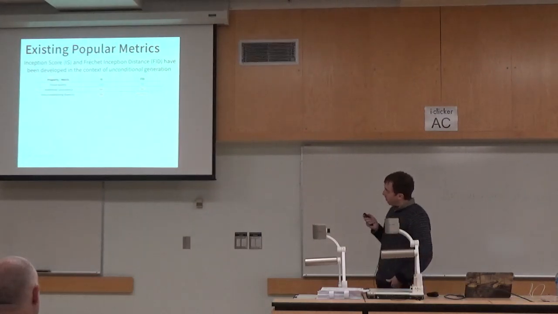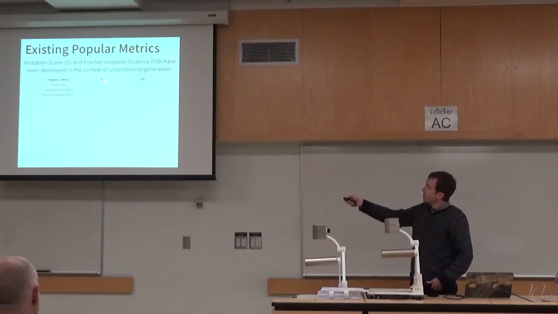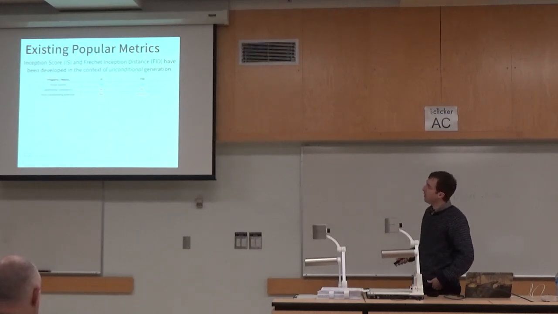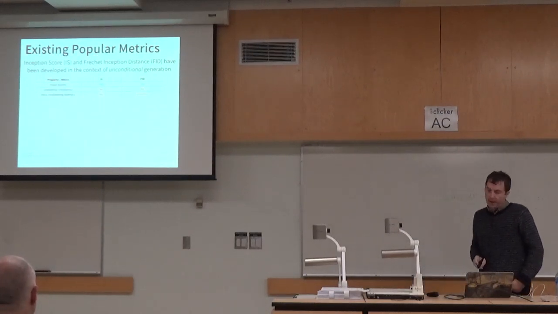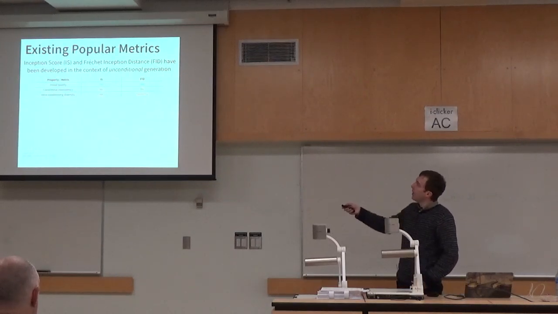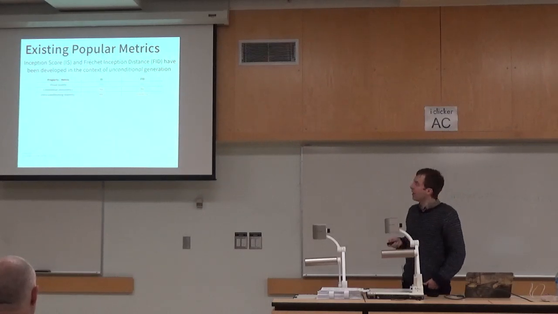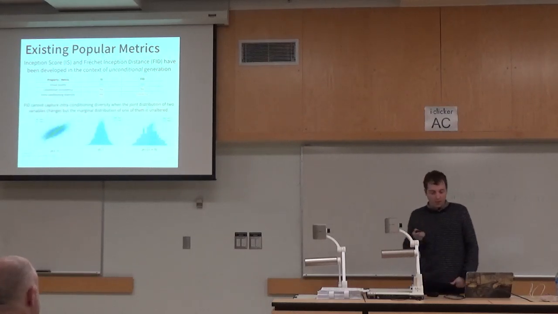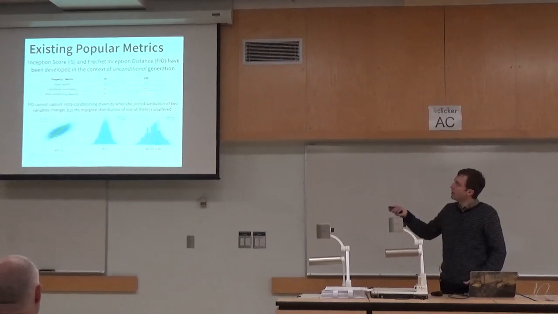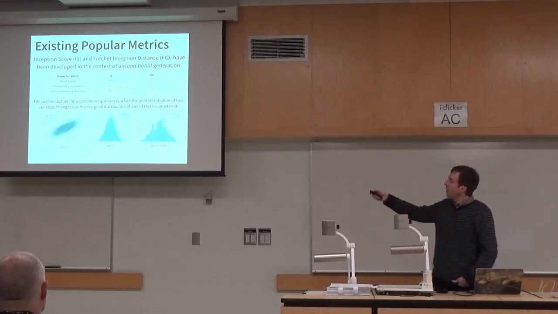The popular metrics, namely inception score and FID, as I mentioned, both capture visual quality. They don't capture conditional consistency, because they were developed in the context of unconditional image generation. And in terms of inter-conditioning diversity, inception score doesn't capture it at all, and FID captures it somewhat indirectly. What I mean is that FID can't capture inter-conditioning diversity when the joint distribution of the two variables changes but the marginal distribution is unaltered.